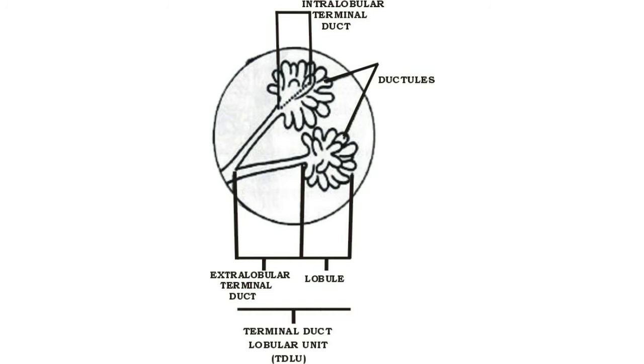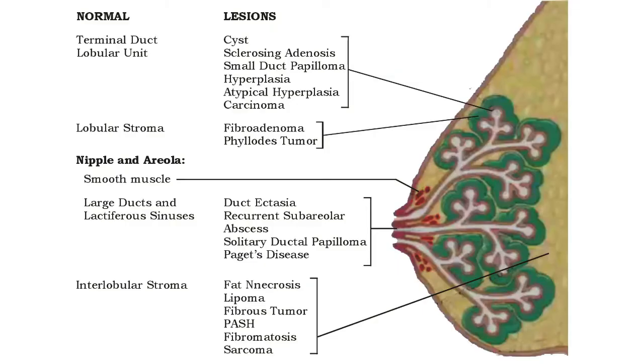Now, this is a photograph showing a diagram in which there are ductules and there is lobular formation. There is the intralobular terminal duct and extralobular terminal duct, and they form the terminal duct lobular unit, briefly written as TDLU. Now, this is the photograph which shows the terminal duct lobular unit and the lesions that arise from it.